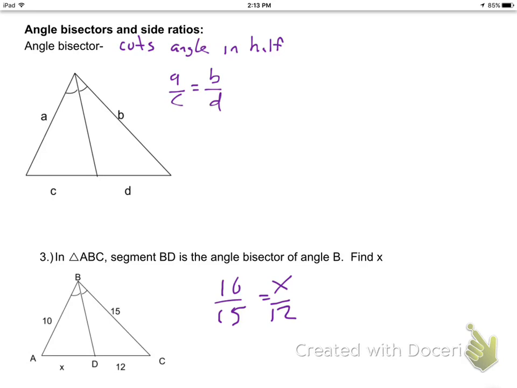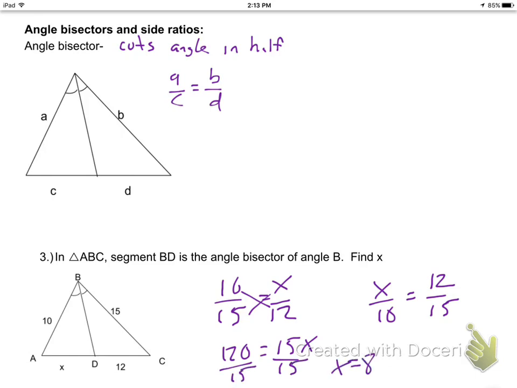But if you notice, I would rather, when I'm working with variables, try to have them on top. So this would be one of the options I would choose. The other option I would choose would be x over 10 equals 12 over 15. That's another option. But the other 2 still work. What's 10 times 12? 120 equals 15x. Divide by 15. X is equal to 8. And there you go. Are there any questions on that?